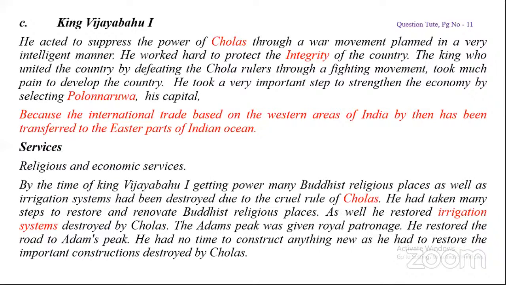Due to the cruel rule of the Cholas, he had taken many steps to restore and renovate Buddhist religious places. As well, he restored irrigation systems destroyed by the Cholas. Adam's Peak was given royal patronage, and he restored the road to Adam's Peak. He had no time to construct anything new, as he had to restore the important constructions destroyed by the Cholas.